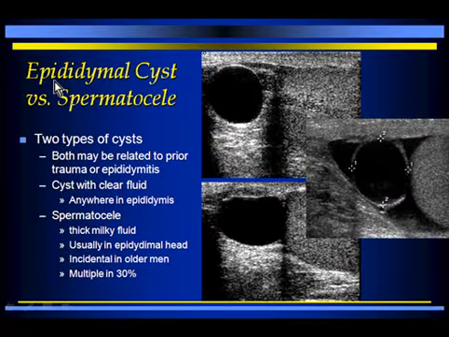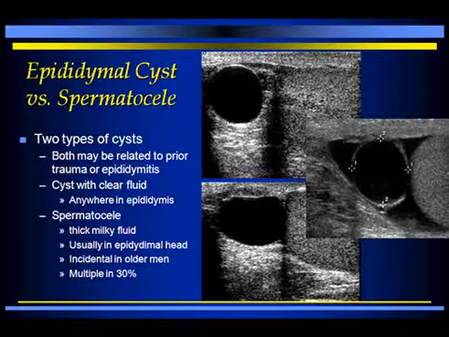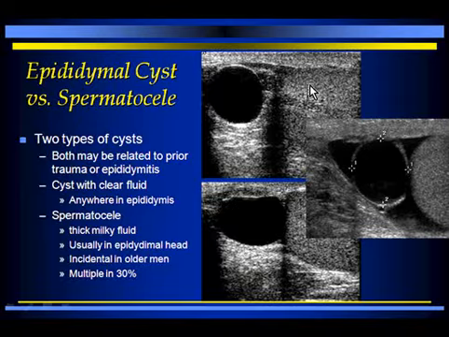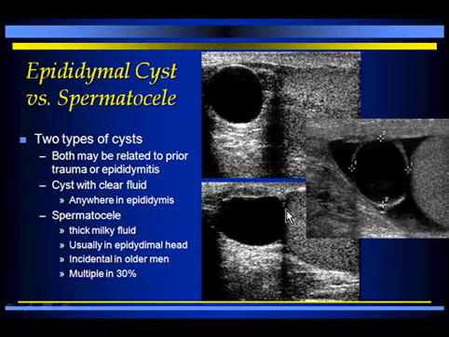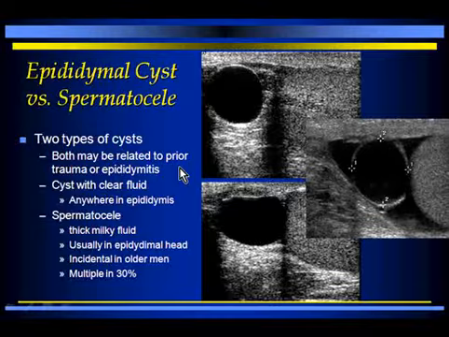Now, when we talked before about dilatation of the rete testis, I mentioned that that could be associated with epididymal cysts or spermatoceles. And here we see some examples. This is the testis here, and this is the epididymis. And in the epididymis, there is a cyst. And here's another example of a cyst in the epididymis, and yet another cyst in the epididymis. Two types of cysts: epididymal cyst versus spermatocele. Both may be related to prior trauma or epididymitis.